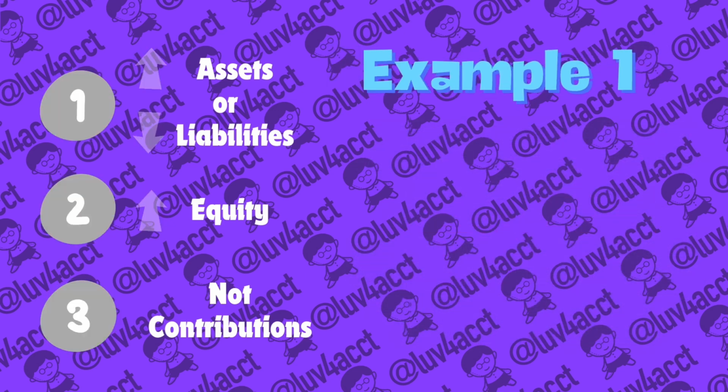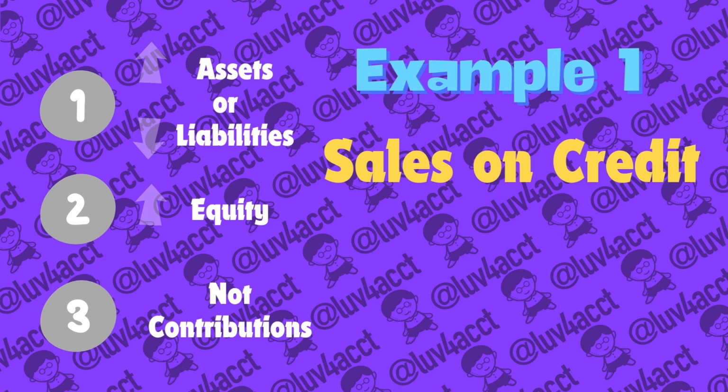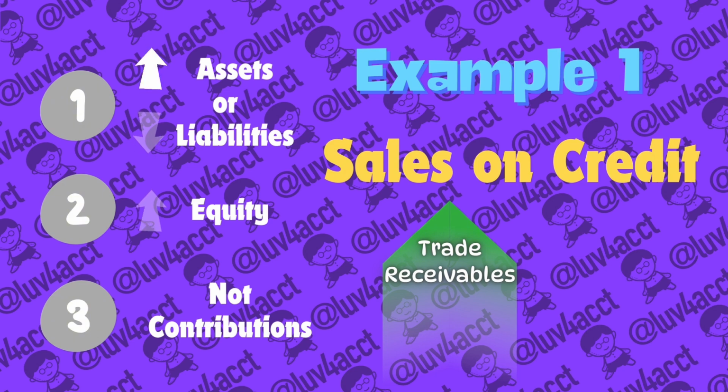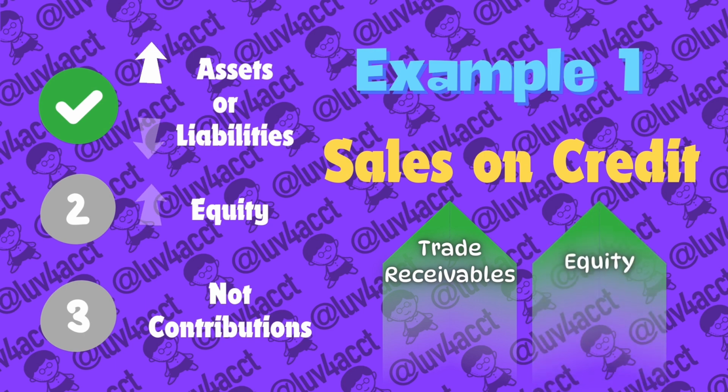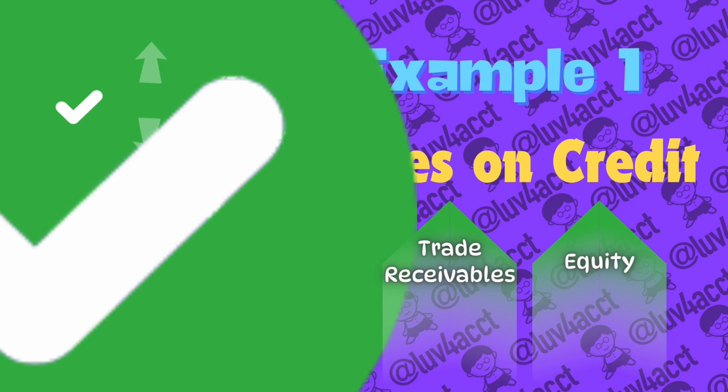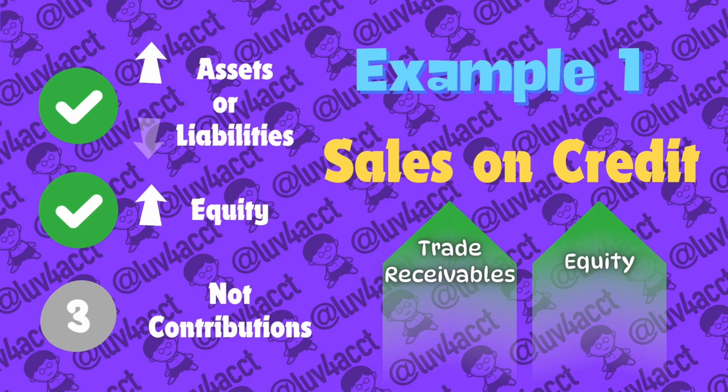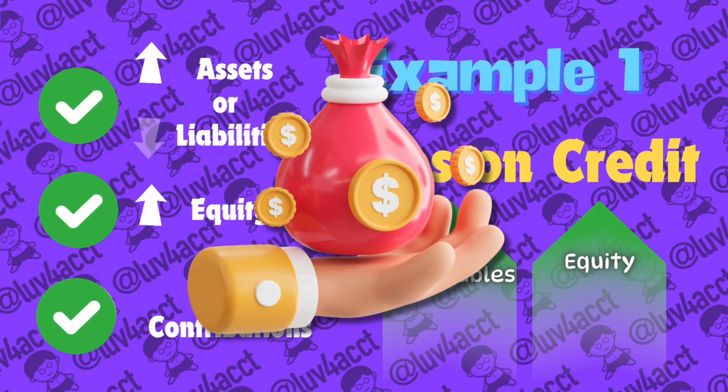Example 1. Sales on credit. Of course, we know by common sense that when we sell goods, it is an income. Let's see if it checks all three criteria. Selling goods on credit means we now have trade receivables who will pay us later. This is an increase in assets. First criterion checked. The money we later receive ultimately belongs to the owner of the business, an increase in equity. Second criterion checked. This increase is not contributed by the owner. Final criterion checked. So it is an income. We will go faster in other examples.